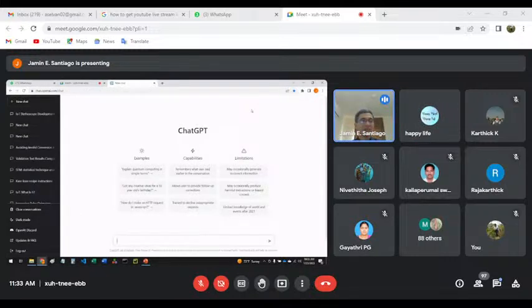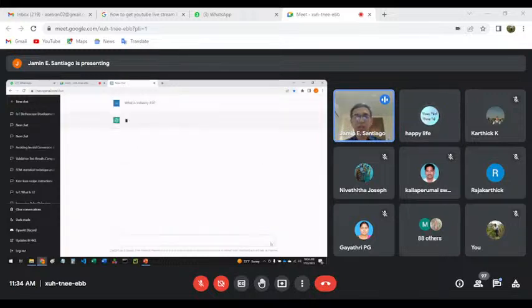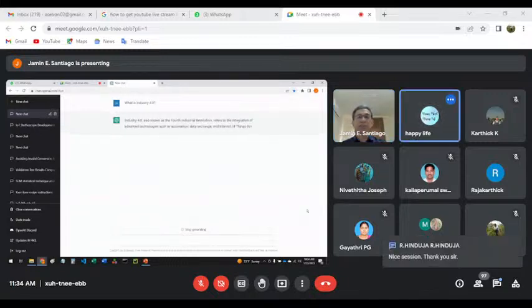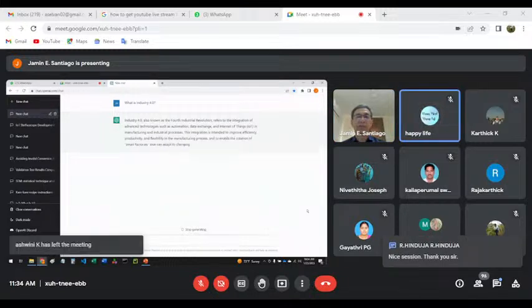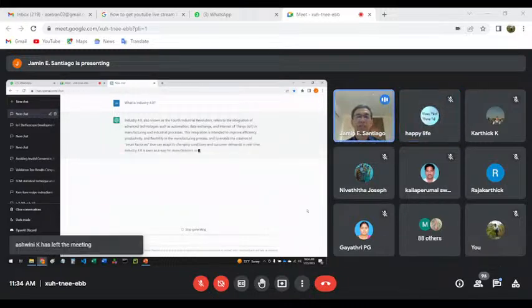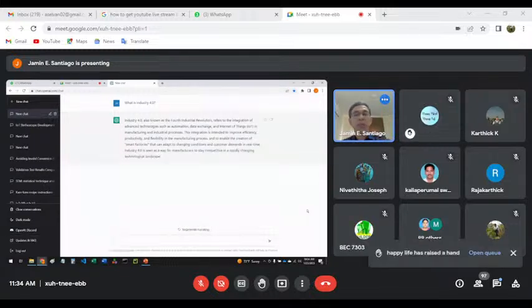Okay, now this is ChatGPT. We will ask ChatGPT what is Industry 4.0. I'm using this ChatGPT to help me in my work because sometimes I want to have a summary. Okay, let's see what the answer of ChatGPT is. Smart factories that can adapt to changing conditions and customer demands.